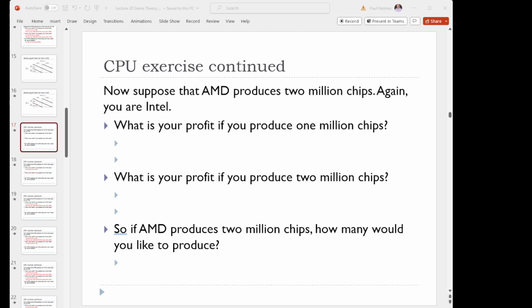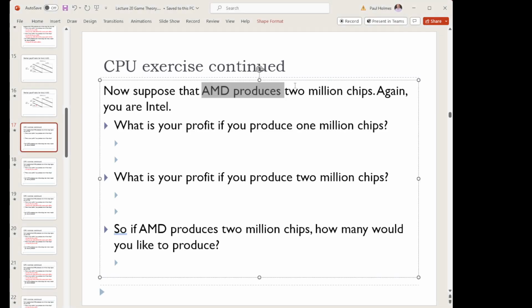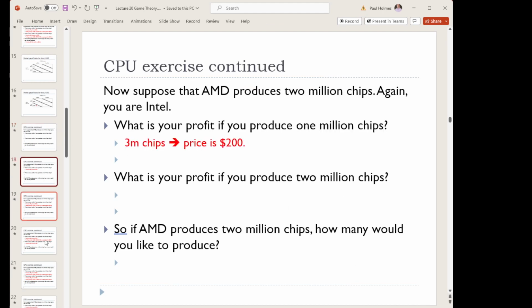Now we're going to do essentially the same exercise, except now AMD is producing 2 million chips. What would we like to do as Intel? Okay, so same steps as before. AMD produces 2 million and we produce 1 million. Then there's a total of 3 million produced, giving us a price of $200.